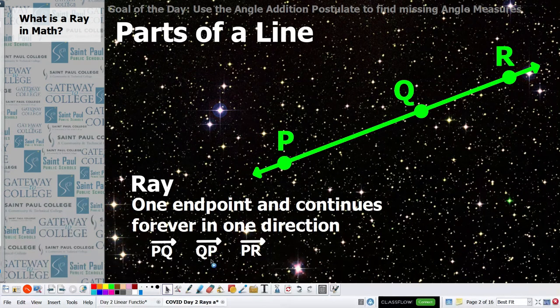The second one, notice it's the same letters, but now I flipped them. I put the Q first, so this is saying it ends at Q, and now it shoots through P. Same letters, but now it's shooting the other direction. And then my last one here is PR. It ends at P, but shoots through R. And notice ray PR and ray PQ are actually the same ray. So that was two ways of naming that same ray.